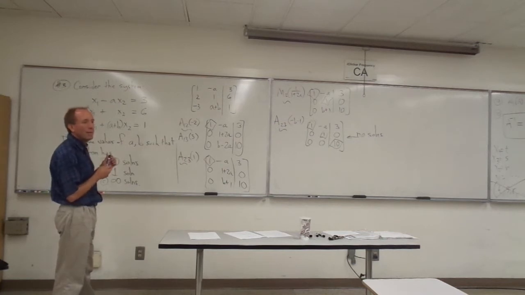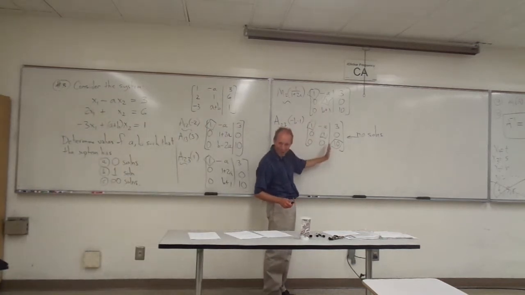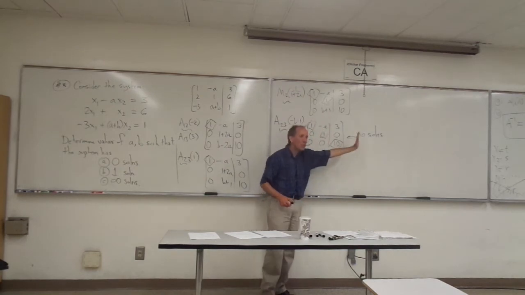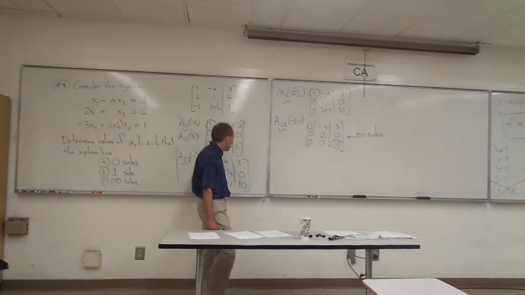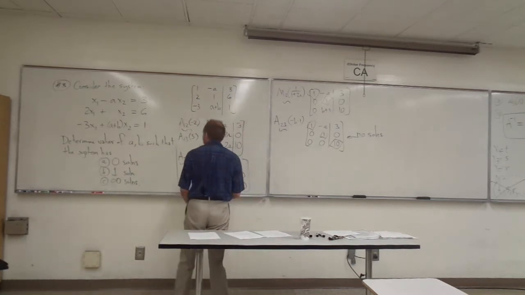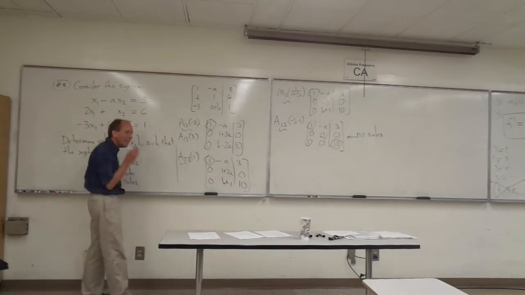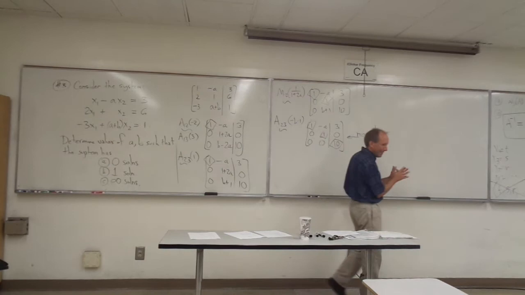Does that make sense? Whenever you get a pivot to the far right of this bar, that's the situation when there's no solution. But wait a minute, I thought we were trying to do like 3 cases here. We ended up getting no solutions. Is there anything we've done here that makes anybody nervous?